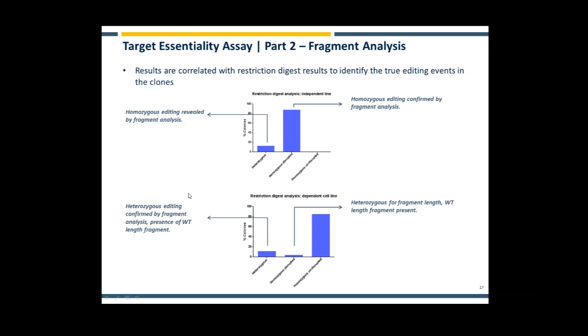In the dependent line, here at the bottom, the colonies that returned as having heterozygous editing were confirmed as heterozygous by fragment analysis. They retained a wild-type length fragment. However, what was interesting is the colonies that were homozygous edited by restriction digest, and in this example there were actually only 2 colonies, they retained a wild-type length fragment and therefore should retain gene function.